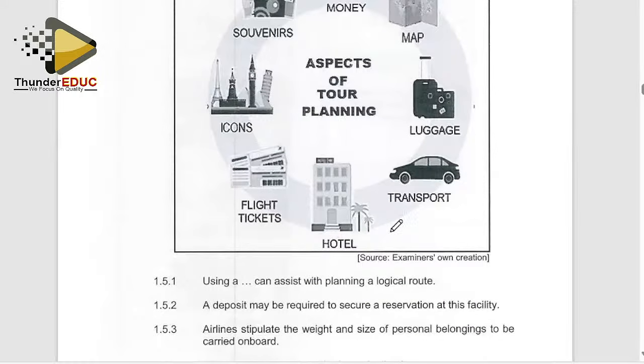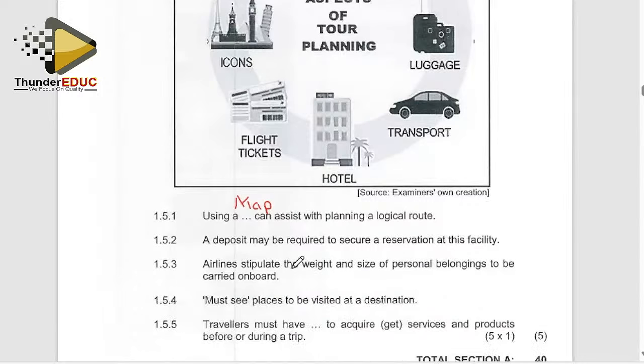Using a map can assist with planning a logical route. So the moment you use a map, whether it's electronic or a conventional or traditional map, it can assist you in planning a logical route. Remember, a logical route is meant to save time, to save money, and also to make the most out of the tourist experience. Then moving on to the next question.